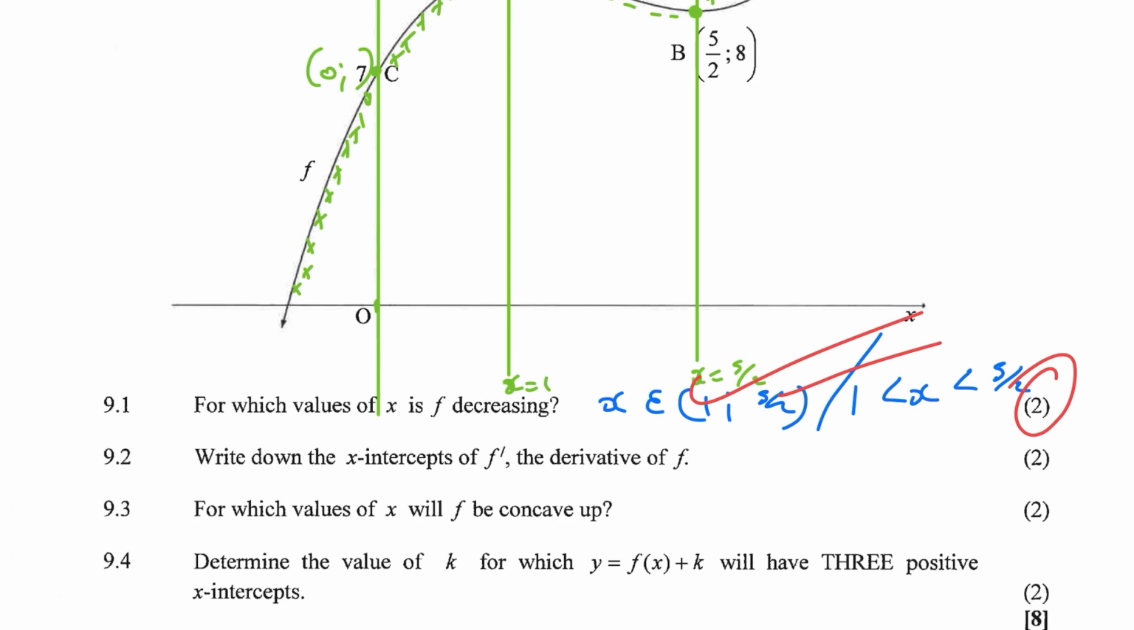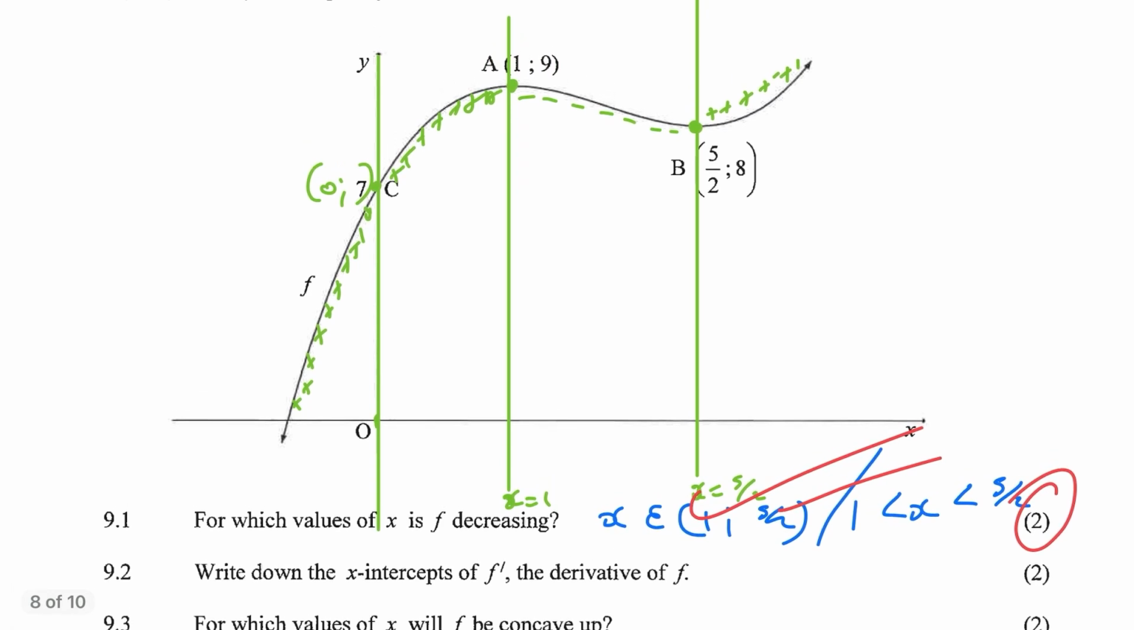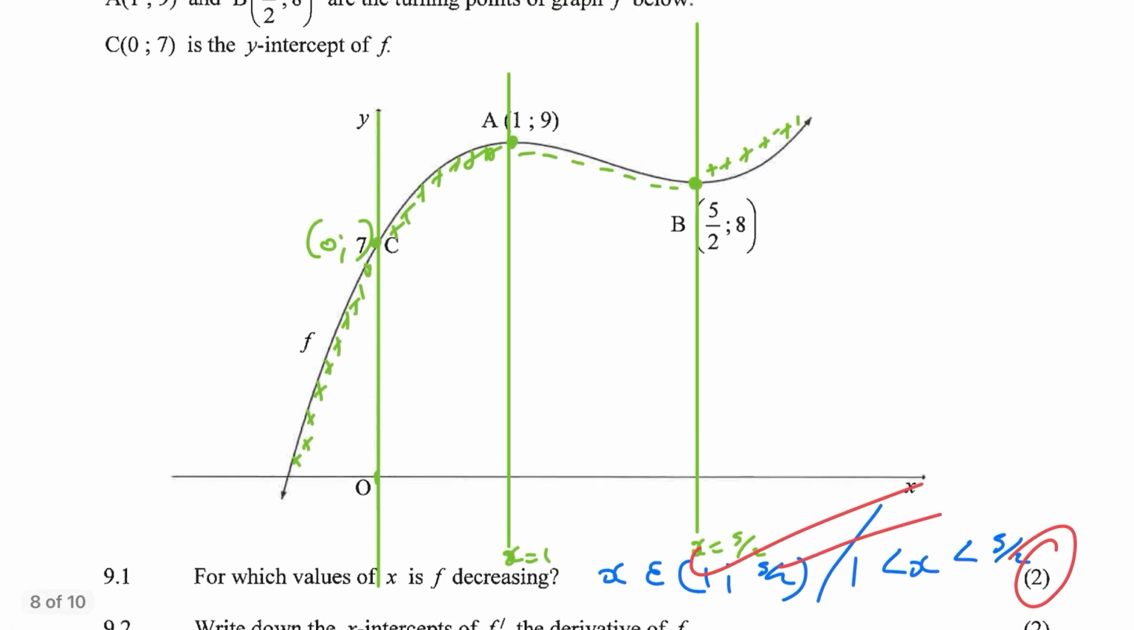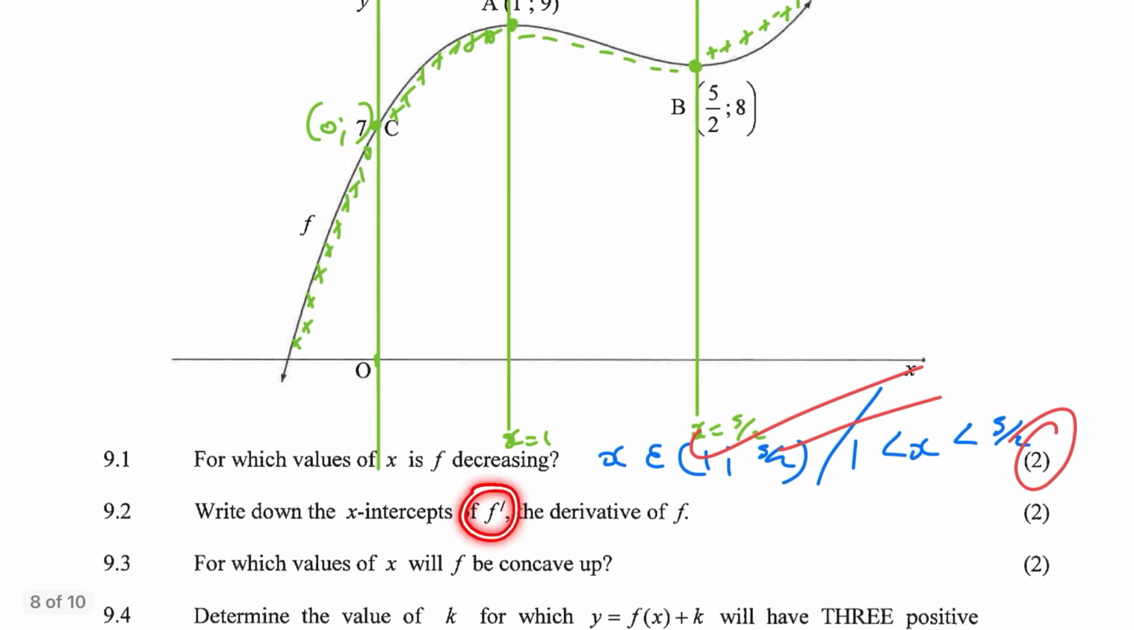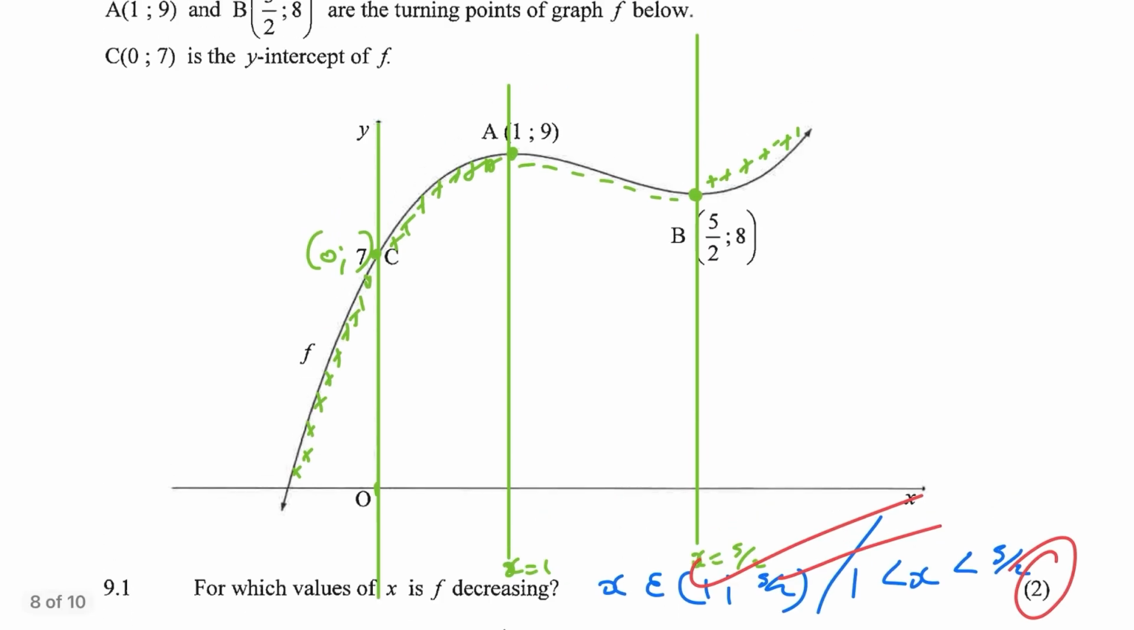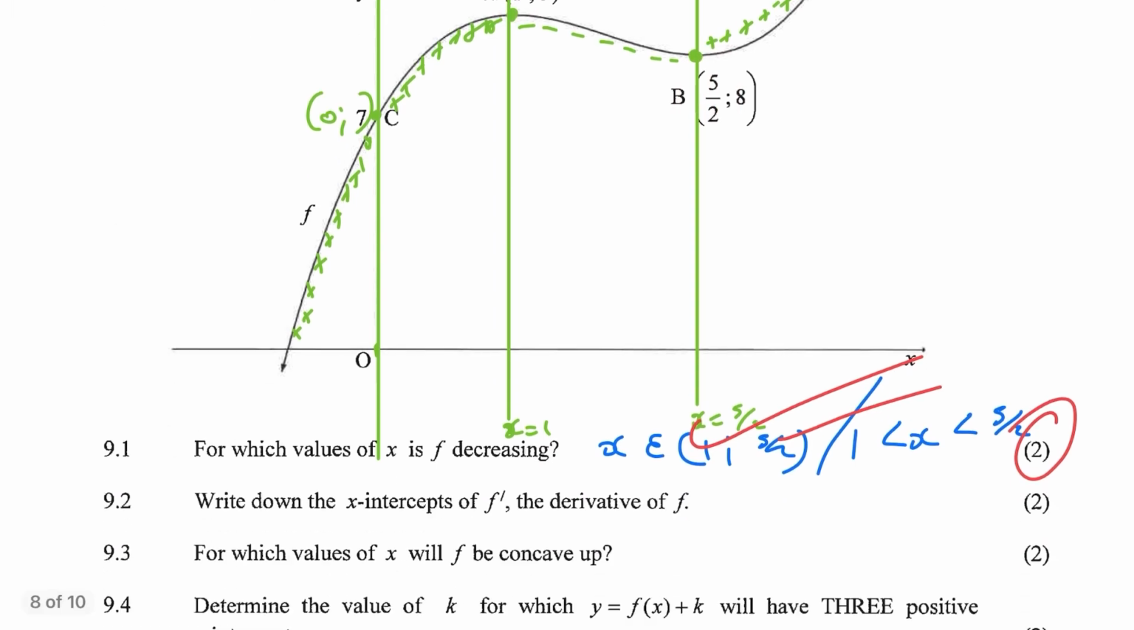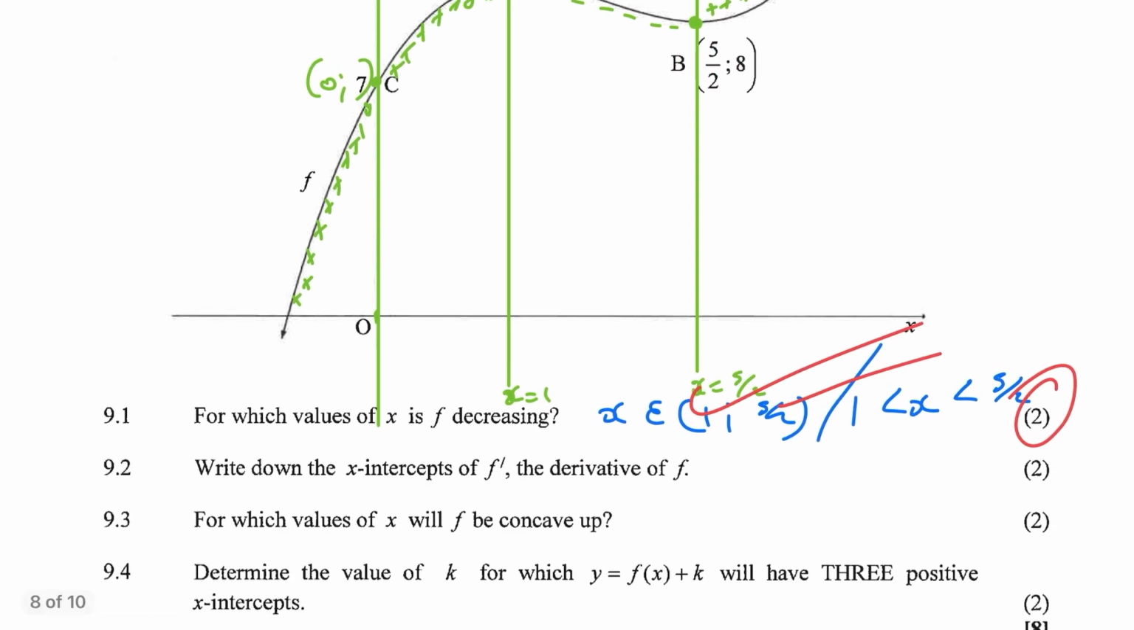And 9.2: write down the x-intercepts of f derivative. So the derivative of f. When you're talking about the derivative of f, we're talking about a turning point, right? The derivative of a function is zero at a turning point. And where's the turning point? This is a turning point and this is the turning point. And what is the value of x at the turning point? x is equal to 1 and x is equal to 5/2. So that's your answer.